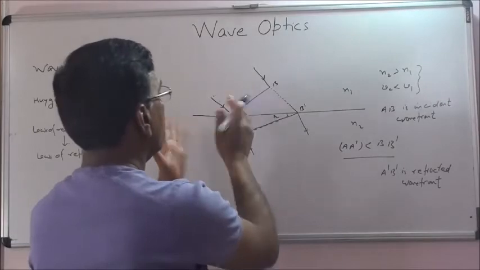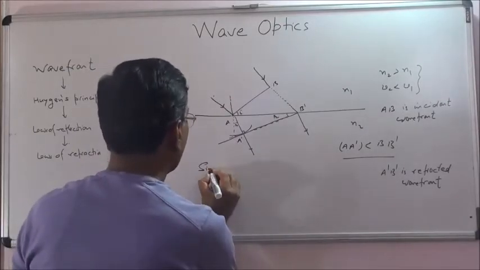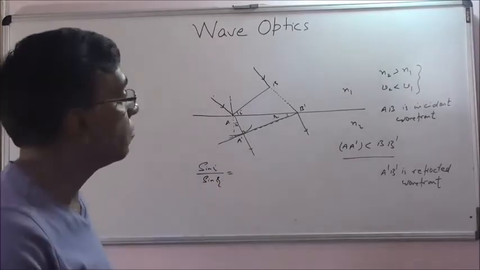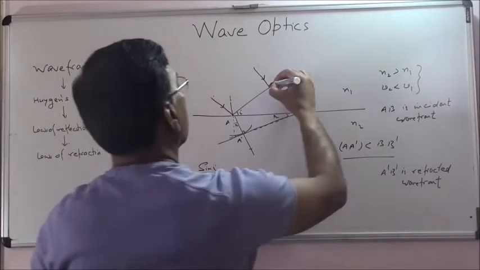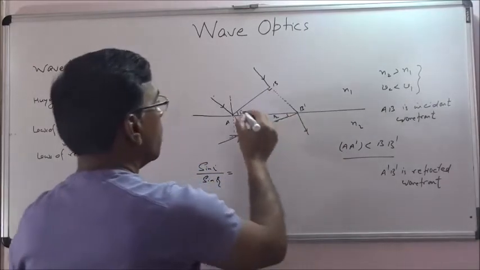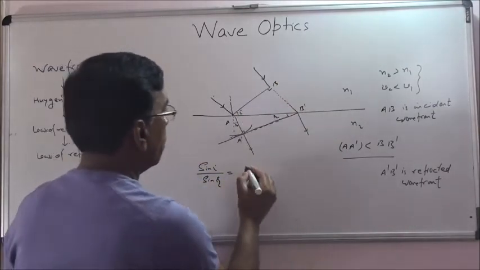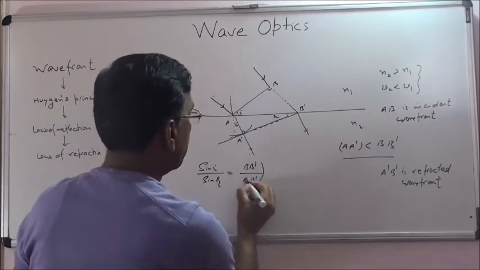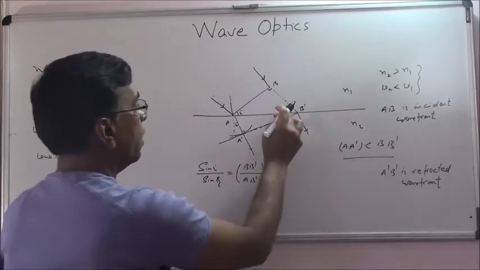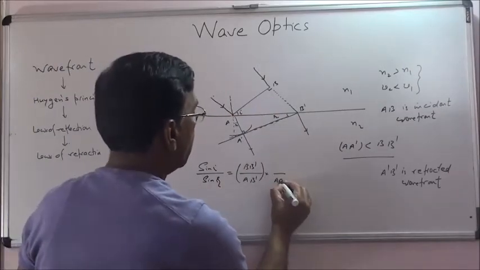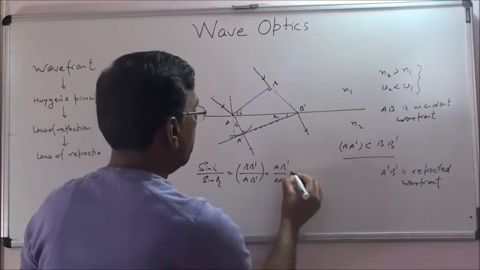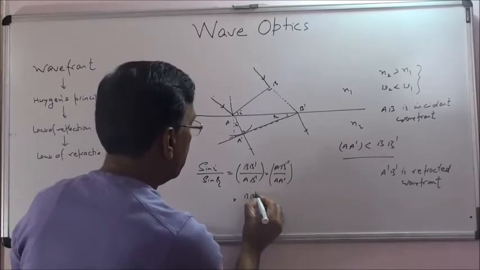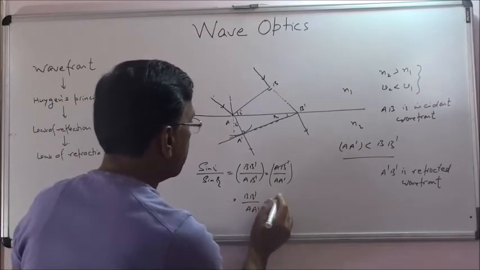Now this is R, this is I. I have to find out the value of sine I upon sine R. What is sine I? Now this angle is 90 degrees. What is sine I? Perpendicular upon hypotenuse: BB dash divided by AB dash. And what is sine R? AA dash upon AB dash. So this cancels out. We are left with BB dash upon AA dash.